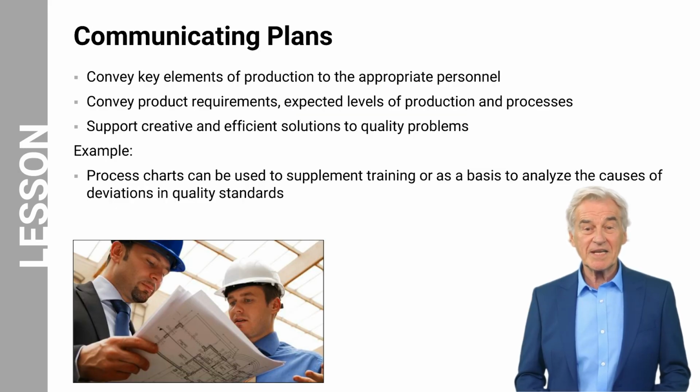For many processes in manufacturing, proper communication is essential. Once the process plan is developed, it can be used to convey key elements of production to the appropriate personnel. For example, the process chart can be used to supplement training or as a basis to analyze the causes of deviations from quality standards. As stated previously, the process plan should be communicated to relevant workers, as it is important for them to understand where their work fits in the big picture of the product creation. Workers should be aware of the product requirements, operating procedures, and expected production levels to ensure that the final output meets the company's standards. This can also support creative and efficient thinking in finding solutions to quality or throughput problems.